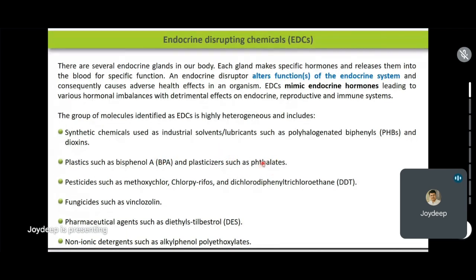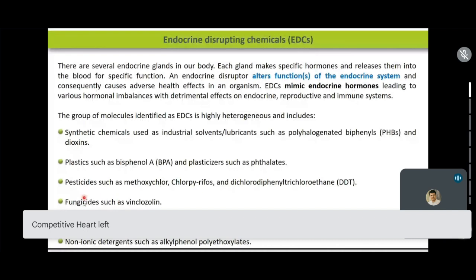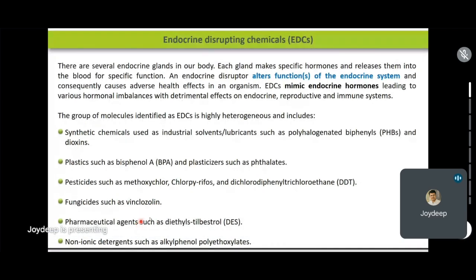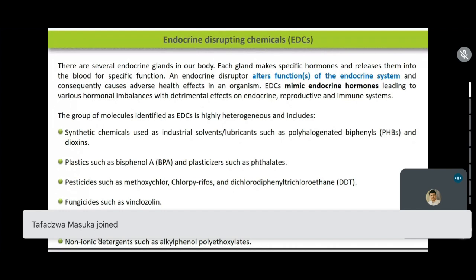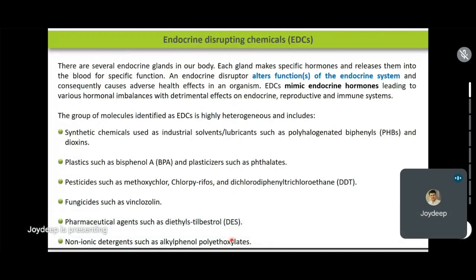And plasticizers such as phthalates that I was just now talking about. Pesticides such as methoxychlor, chlorpyrifos, DDT. DDT also has been banned, we all know, but still there are certain reports coming up now and then where it is still being practiced in some places. Fungicides such as vinclozolin, pharmaceutical agents such as diethylstilbestrol or DES, non-ionic detergents, polyethoxylates. So these are certain classes of compounds which can affect our endocrine system, and we should be worried about this and take care of this.